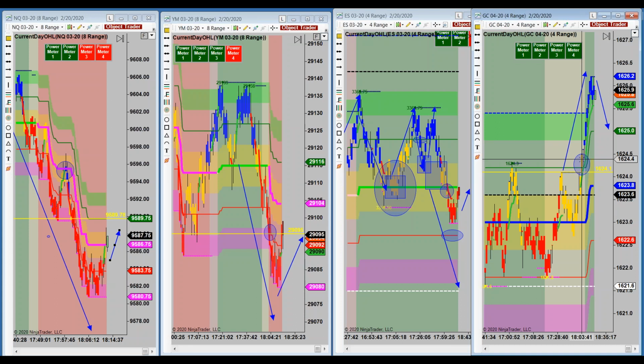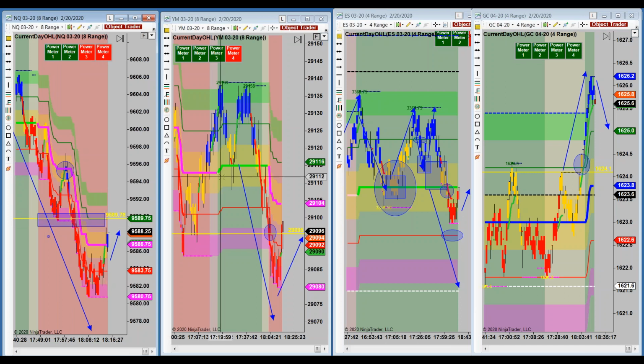See ES coming back to kiss the midband a little bit. See YM coming up, wicking that resistance level. Okay, let's see where NASDAQ goes. She's got to stay under here, right? Theoretically, support becomes resistance. So that should hold on a kiss and roll, right?